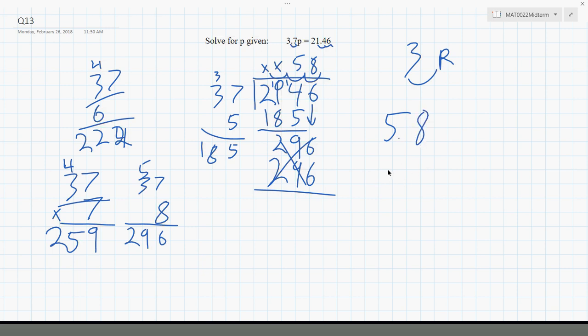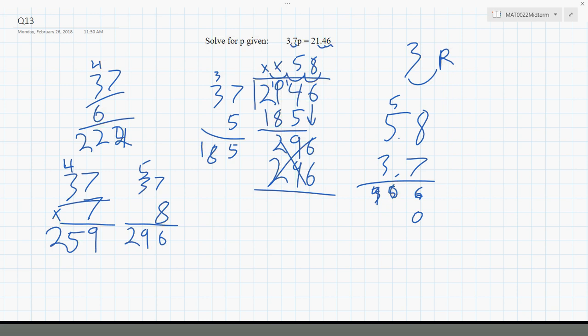5.8 times 37. 8 and 7 is going to be 56. Put 6 there, put the 5 up there. It's going to be 3. I'm going to carry the 0, 3. 7 and 5 is 35 plus the 5, you got 40, not 35. 40, my bad. See, I'm still waking up today, I guess.